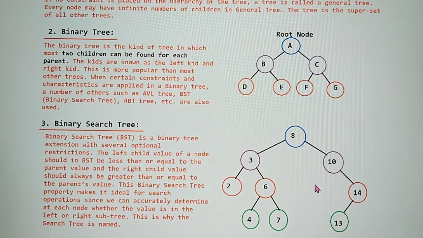And then 10, you can see its right node also contains a bigger value. Here it is 14, and this parent value also has a left subtree, so it contains 13. It means that the left value is always less than the parent. 14 is the parent here.